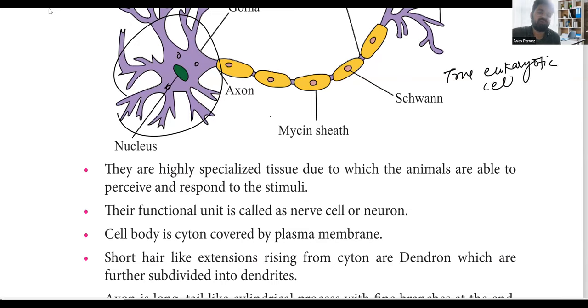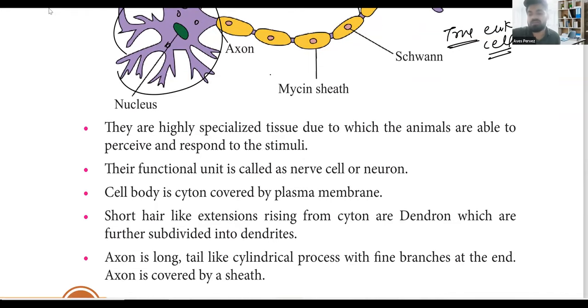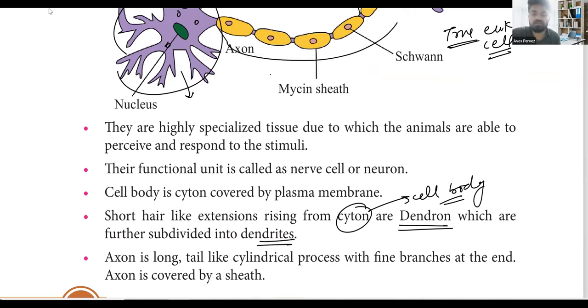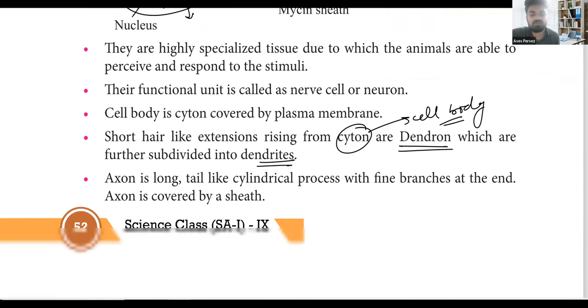It is a true eukaryotic cell. Why am I saying it is a true eukaryotic cell? Because it has all membrane-bounded organelles. The short hair-like projections from the cyton, the cell body, are dendrons, which are further subdivided into dendrites. Axon is a long tail-like structure. Note it down fast.